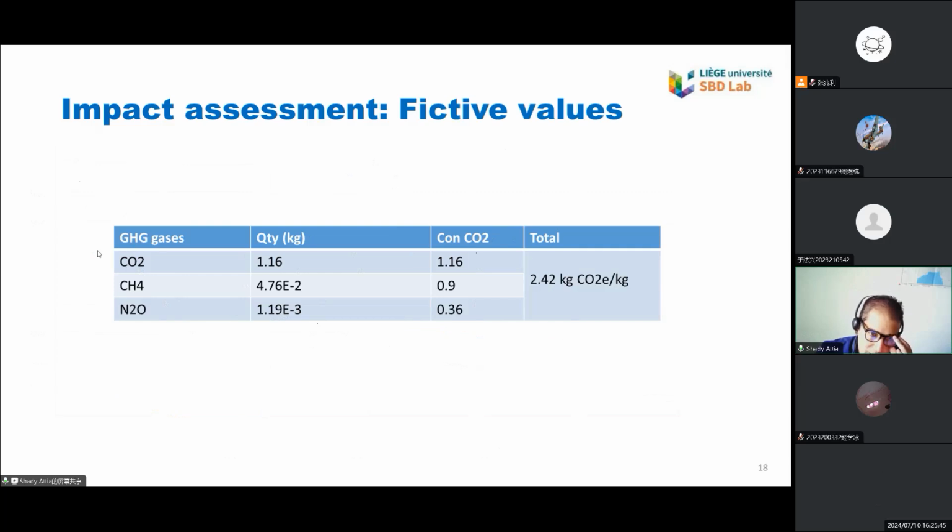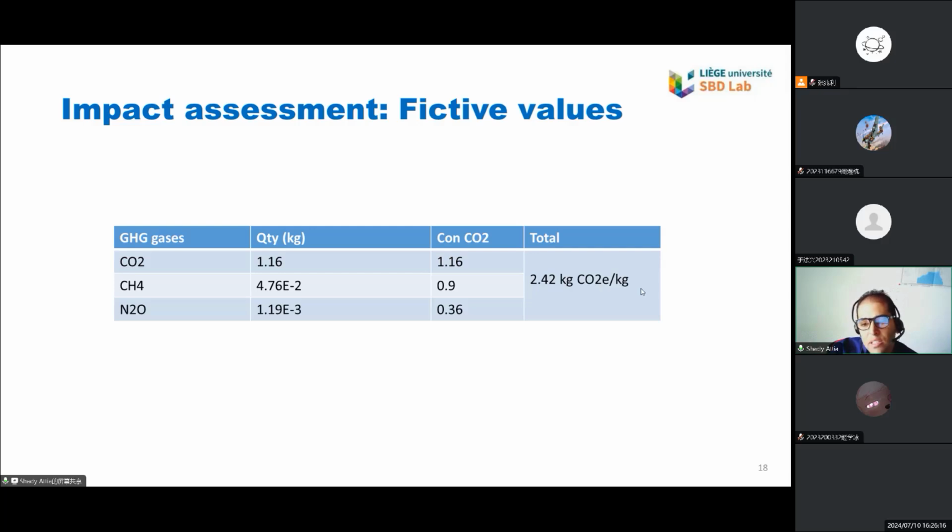We say, okay, this mix of gases, this cocktail of gases, results in, for example, 2.42 kilograms of CO2 equivalent. And therefore we always say CO2 equivalent, because actually it's not only the CO2. Instead of communicating every gas individually, we are mixing methane with nitrous oxide and CO2 together and reporting as if it was all CO2.